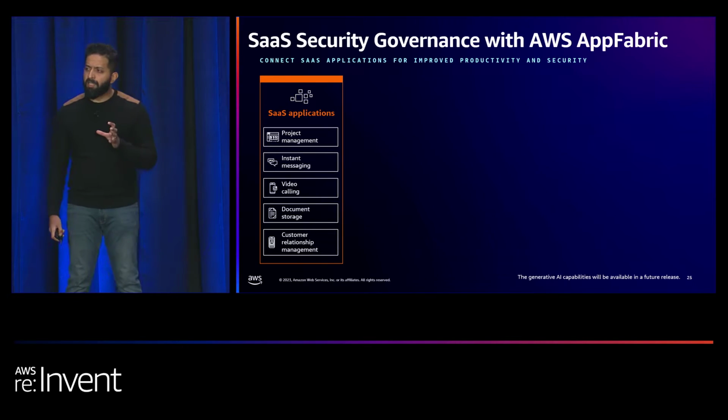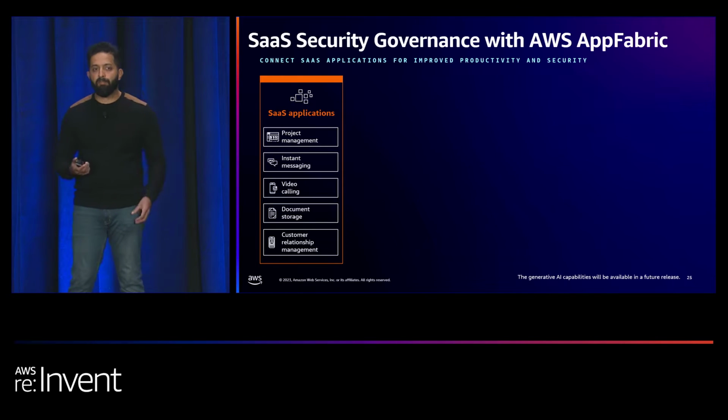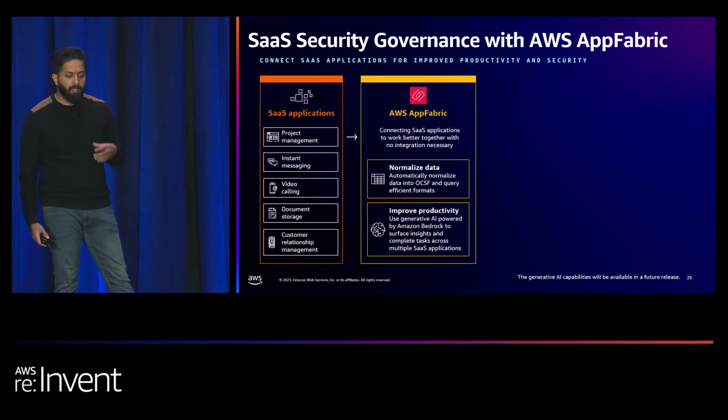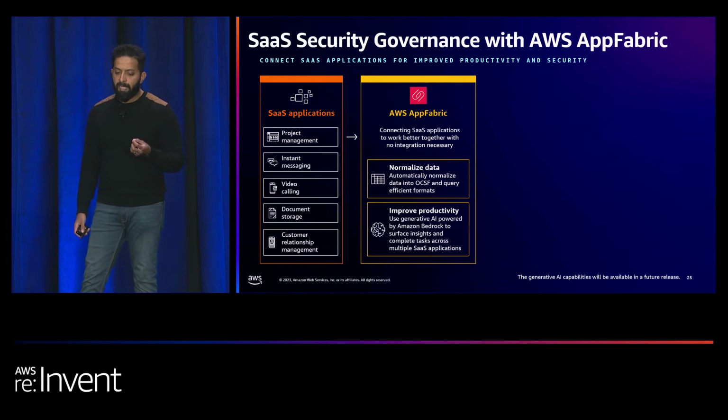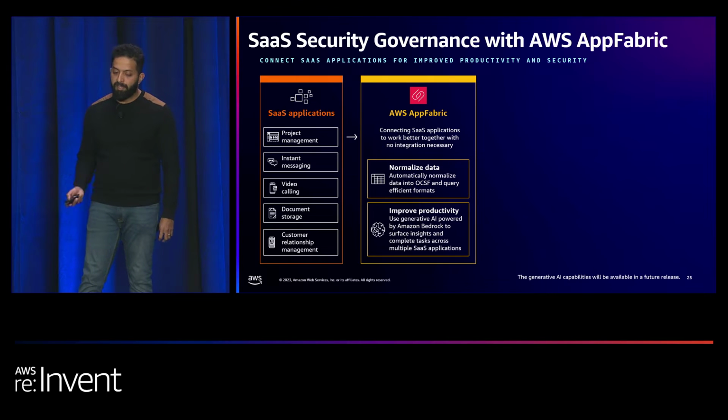So these applications rarely work together natively, and your teams are typically spending a lot of time building those point-to-point integrations that take time to develop, as well as you have the maintenance costs over time. So here's where you can use a service like AWS AppFabric that quickly connects these SaaS applications across the organization, and your security and IT teams can manage these applications using a standard schema and improve productivity.